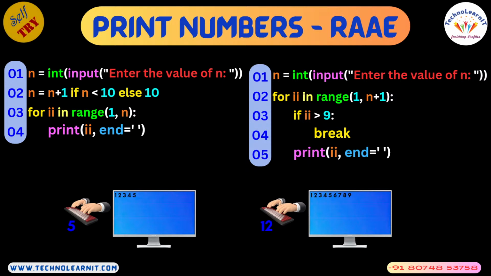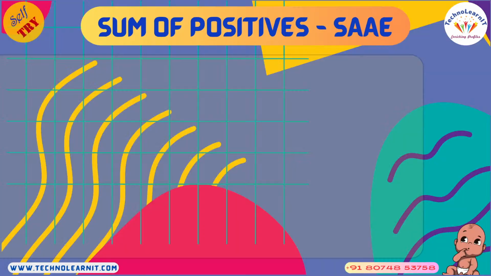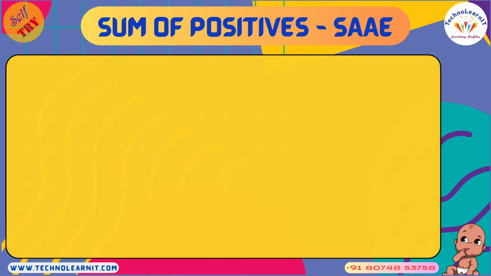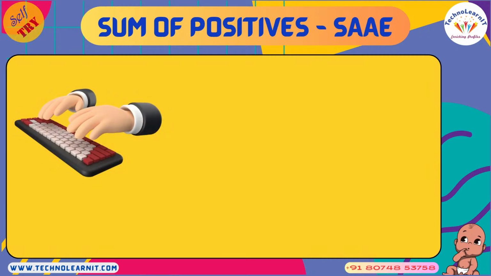Make sense? So using this break statement, you will get more control. You can have more control over your iterative structures. All right. Let us look at another example.